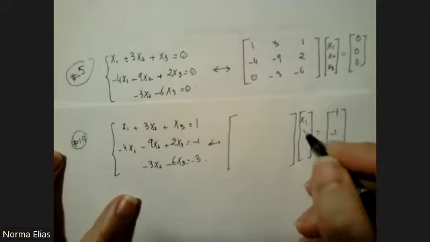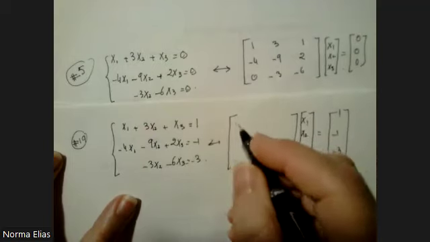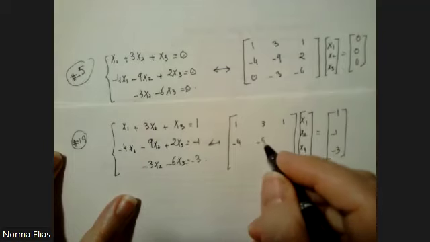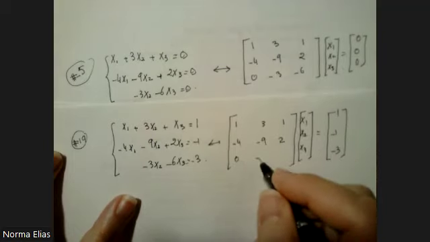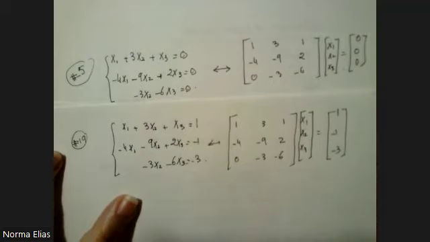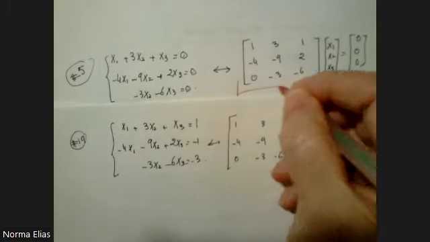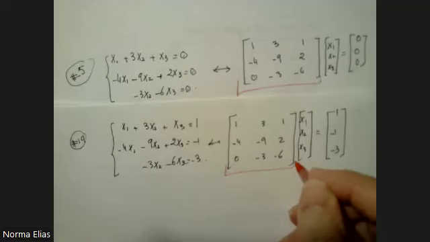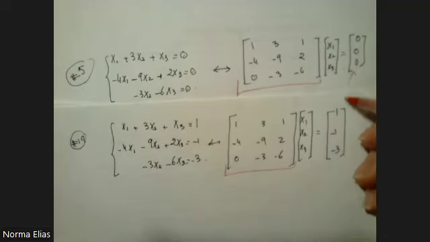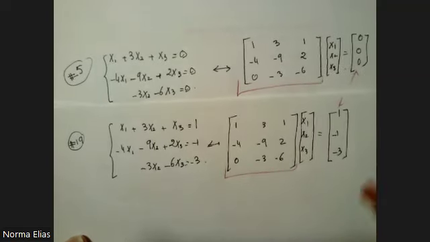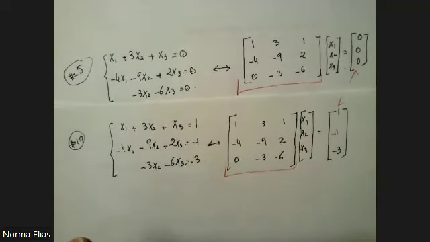So this is x1, x2, x3, and 1, 3, 1, minus 4, minus 9, 2, 0, minus 3, and minus 6. As you realize, the coefficient matrix is the same. We share the same coefficient matrix, but the augmented term is different. That's a 0, and that's another one. So here the possibility will be either the system will not have a solution, or if it has, the question is, is there any relationship between the two solutions?